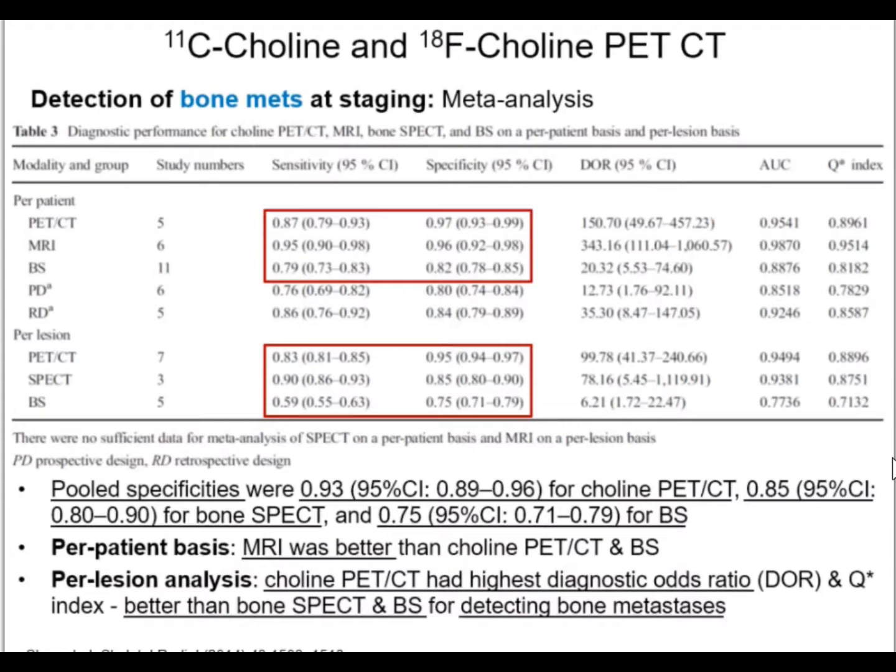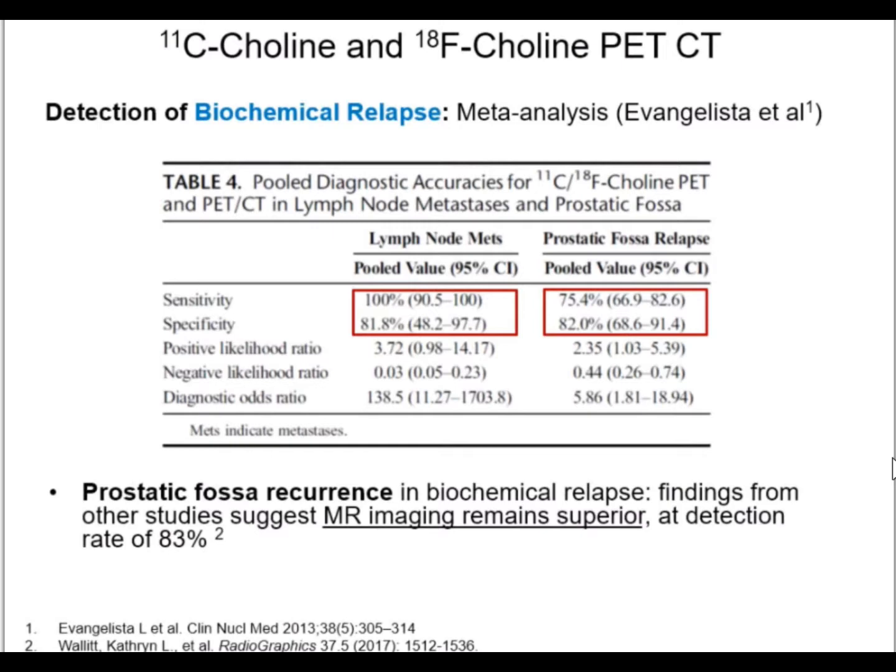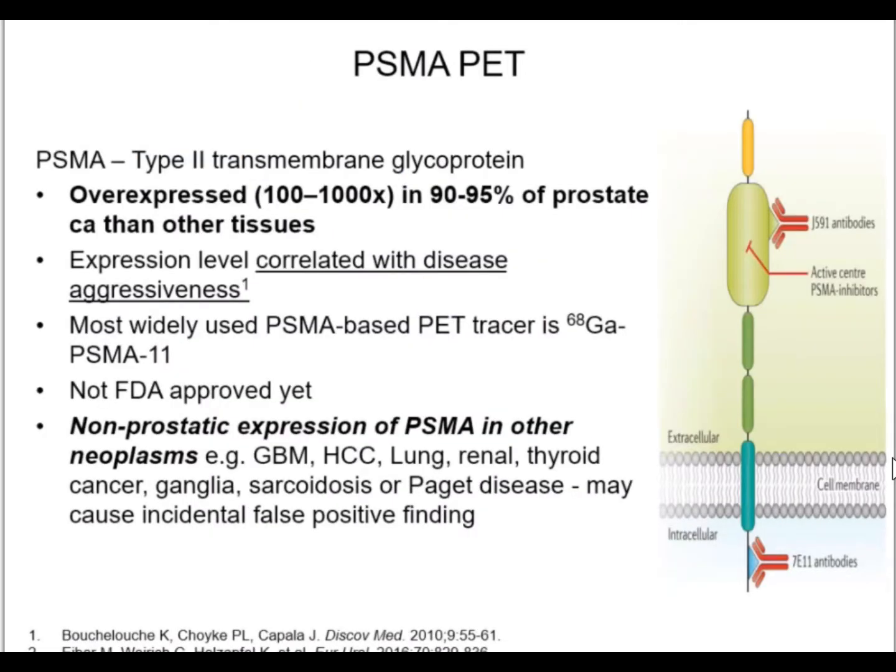In other words, choline PET or MRI seems to be pretty good for bone metastasis detection compared to bone scan. Now, in terms of biochemical recurrence for choline, this is another meta-analysis looking at the diagnostic accuracies of choline PET for lymph nodes and prostatic fossa recurrence. The sensitivity and specificity were quite high for lymph nodes, but not as good for prostatic fossa relapse. Other studies using MR imaging suggest that for prostate fossa recurrence after radical prostatectomy, MR imaging is still superior, with an overall detection rate of 83% compared to choline PET.